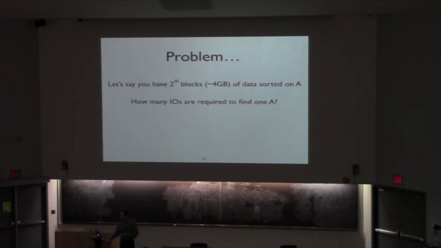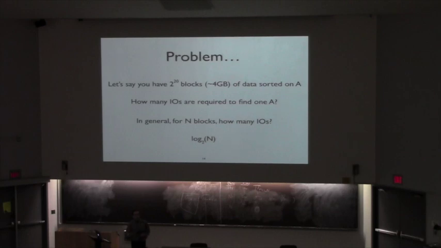Log n. Specifically for this example, how many? 20. Okay, you guys have already answered this. In general, for n blocks, you're going to need log base 2 of n. Now, 20 IOs is really, really high for just one record. In assignment 2, you already tried to find the cost of reads on a hard disk. This is expensive. This is horribly expensive.